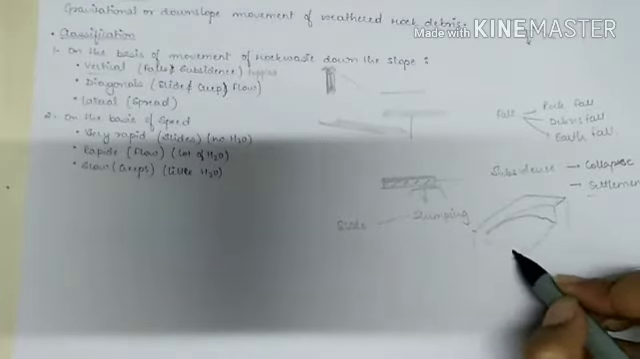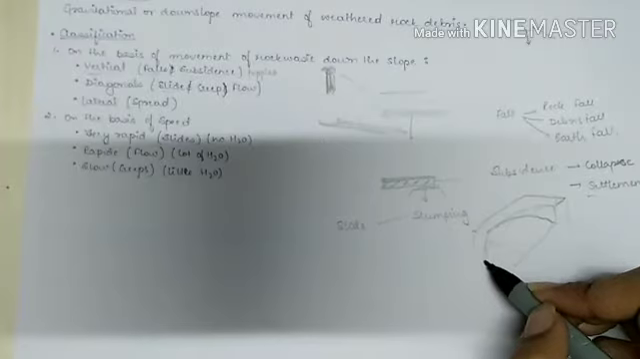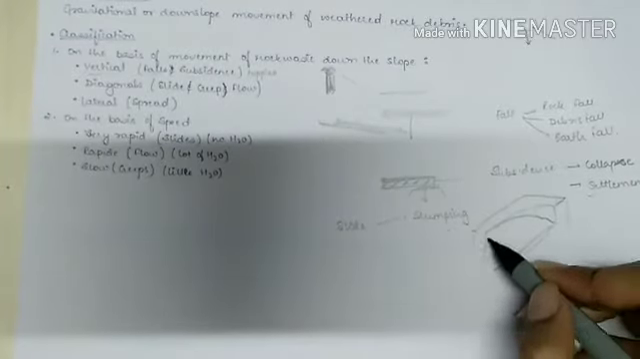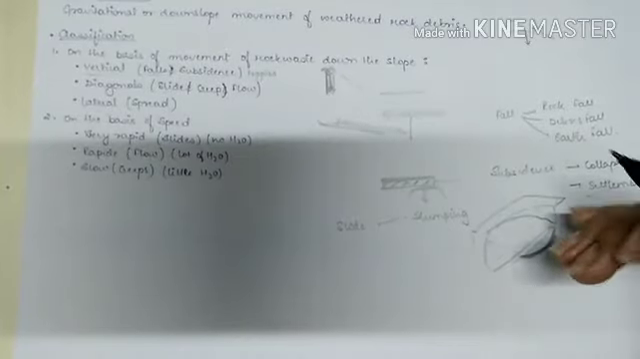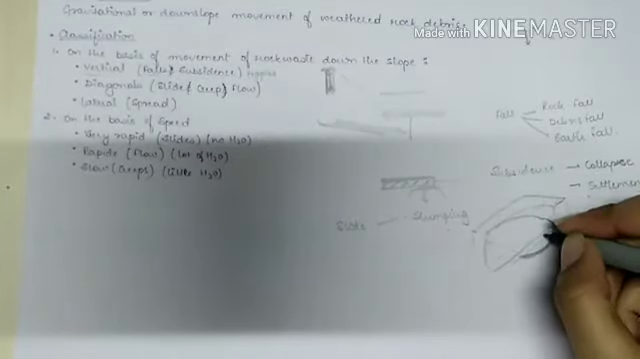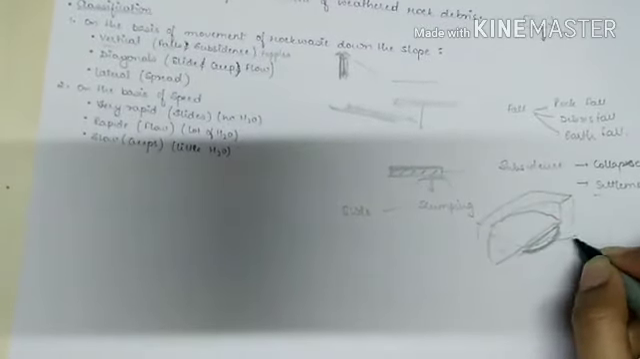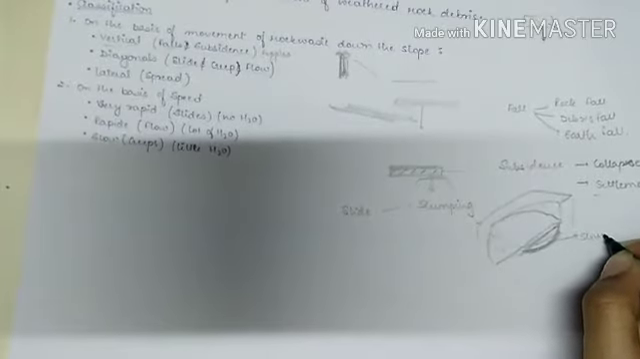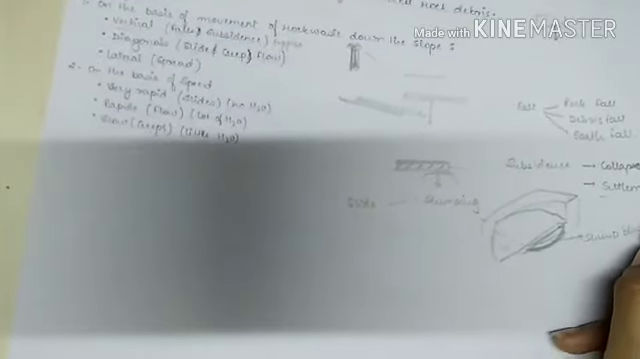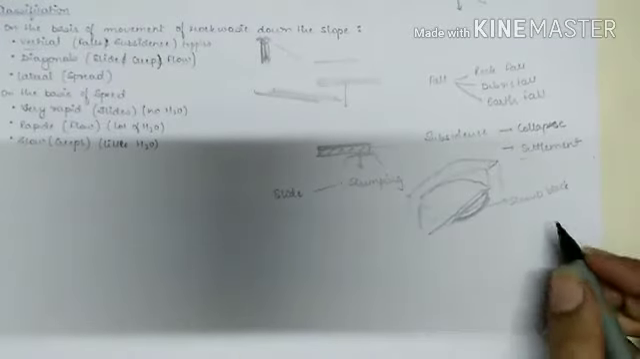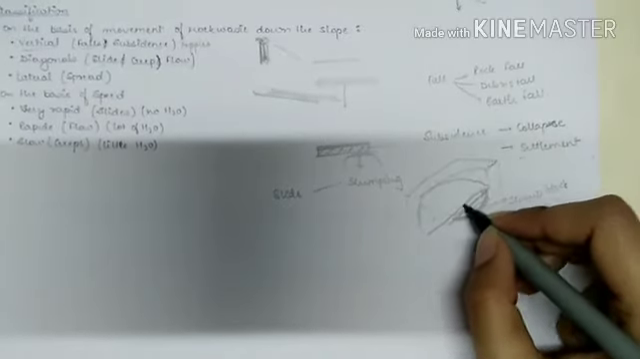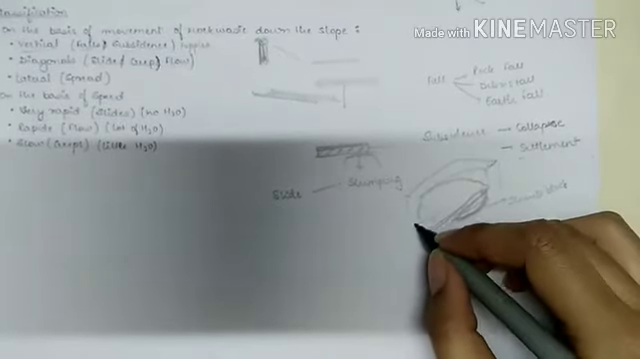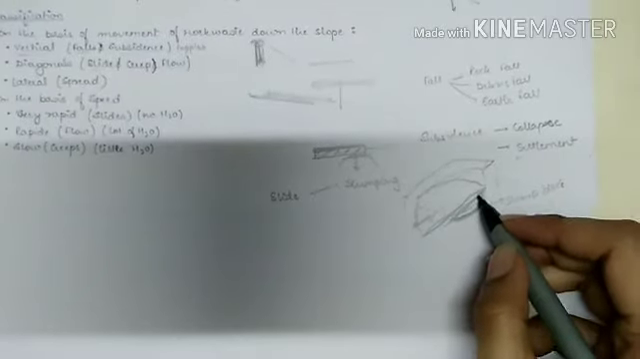So this part slides down here, this structure comes down. This area is known as the slump block. This is the top part which is involved in flow. Here, this one is the slump block.